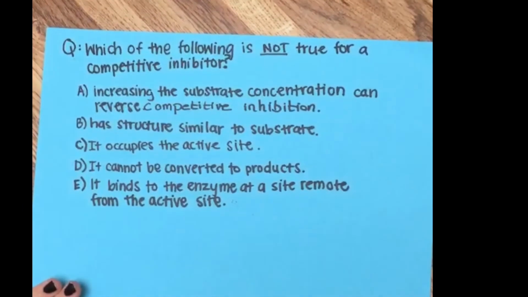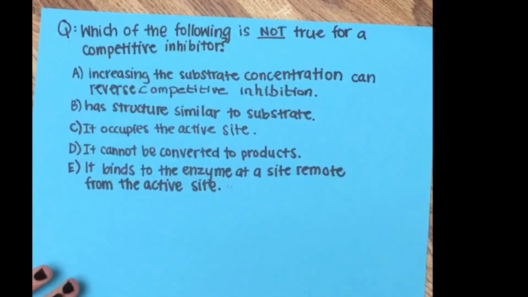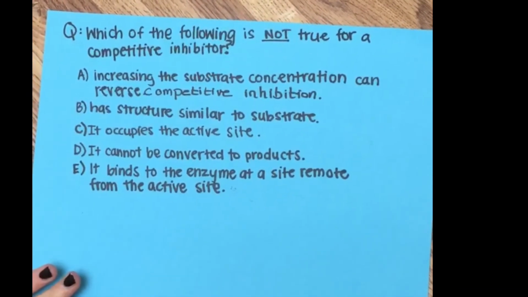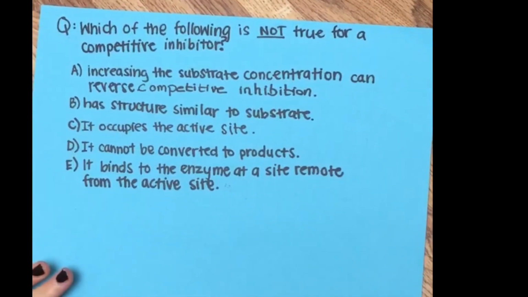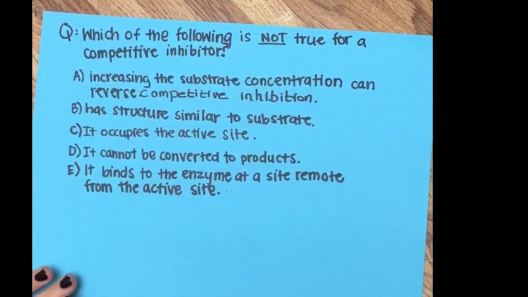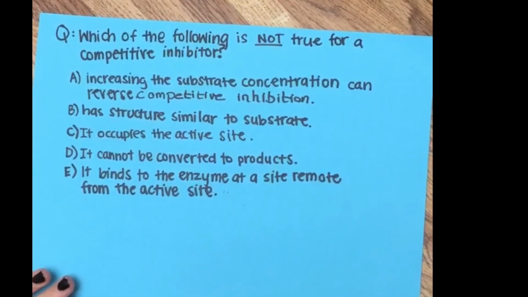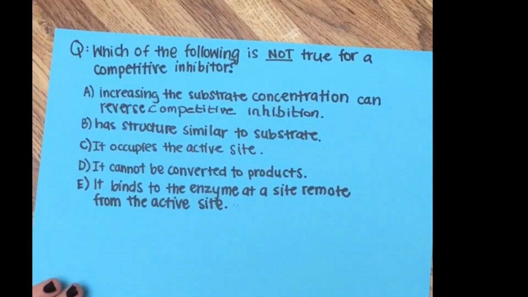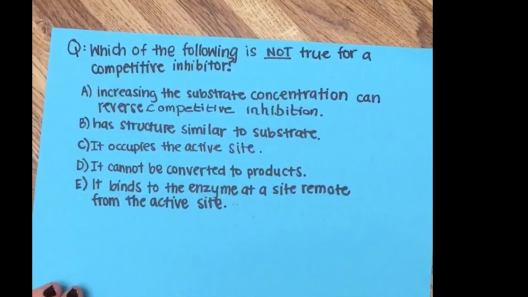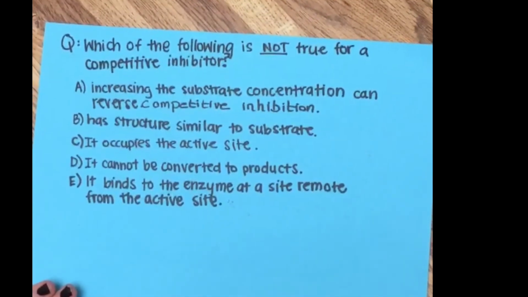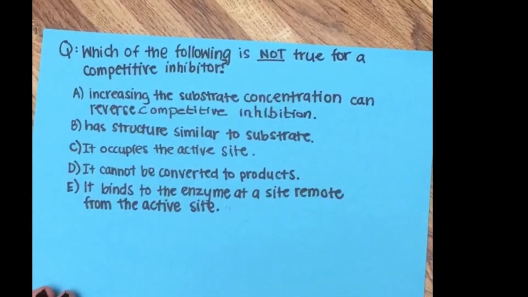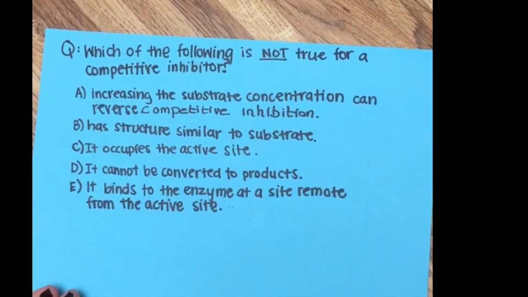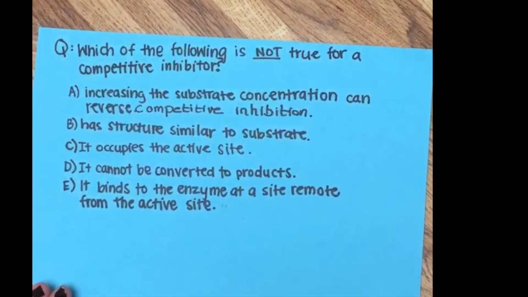So the question is the following. Which of the following is not true for a competitive inhibitor? A. Increasing the substrate concentration can reverse competitive inhibition. As we just saw in the pen cap example, this is true. B. Has a structure similar to the substrate. This is also true. It will bind to the exact same site and therefore has the same structure.